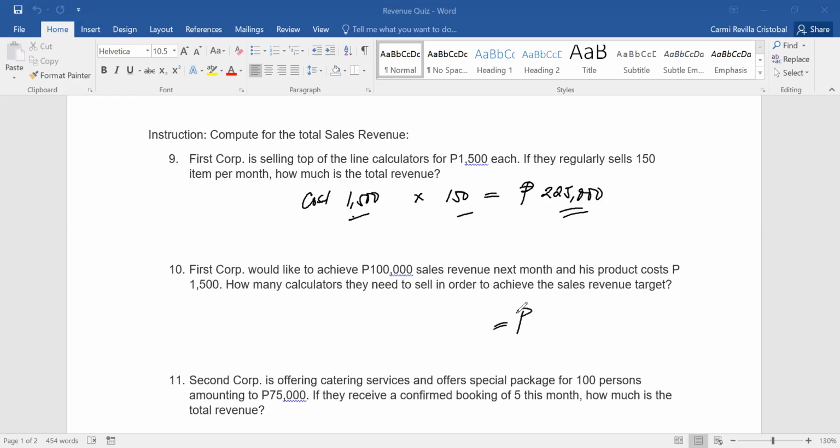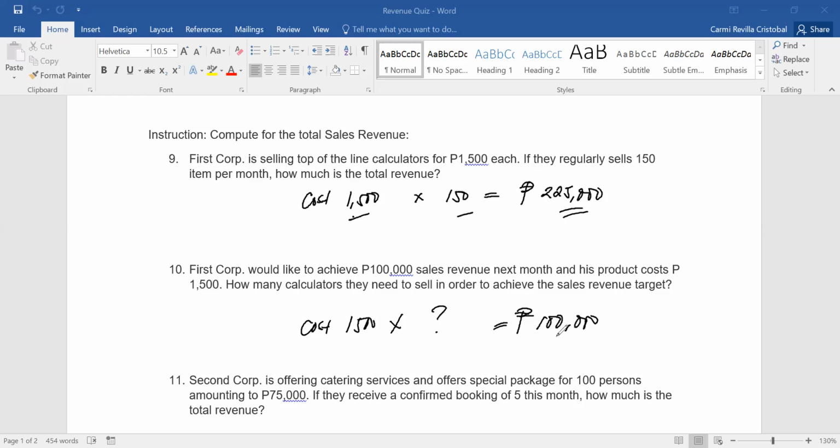Next, number 10, si First Corporation would like to achieve 100,000 sales revenue. So, meron naman siyang target. Gusto niya ng 100,000. Okay. And the product is costing 1,500. Same, no? So, 1,500. Here, 1,500. Pero, ang tinatanong ng problem is how many calculators they need to sell in order to achieve the sales revenue. Ito yung wala. So, paano natin siya gagawin this time?